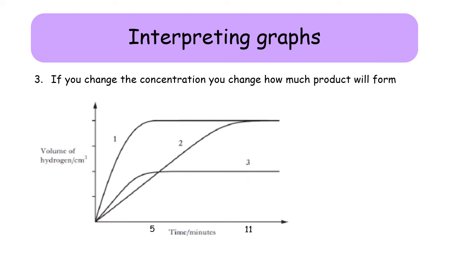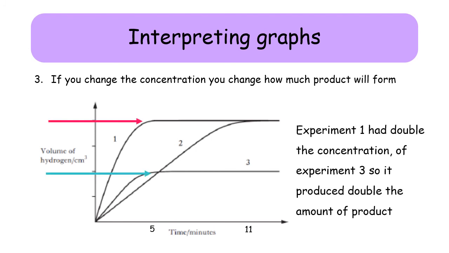The third thing we need to know is that if we change the concentration, or we change how much reactant we have, we will change how much product will form. So for this one, we're going to look at graph number 1 and graph number 3. Now we can see graph number 1 finishes at a much higher height. It actually finishes at double the height of experiment number 3.